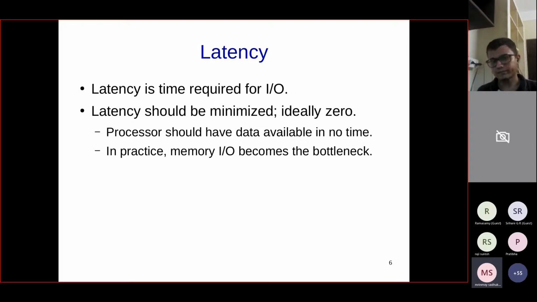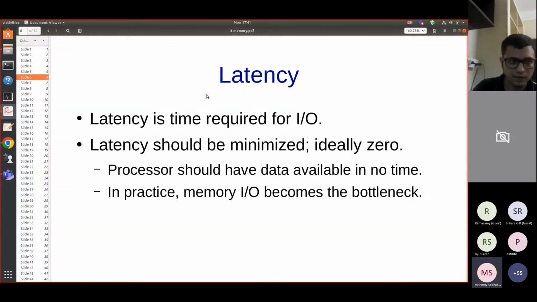But this latency should be hidden in some way. Can anyone suggest the way using which we can hide the latency on the CPU? Just a quick Q&A. Do people know how we can hide the latency on the CPU, or how it is typically done on the CPU? Latency hiding. Okay, let me go to the chat quickly.